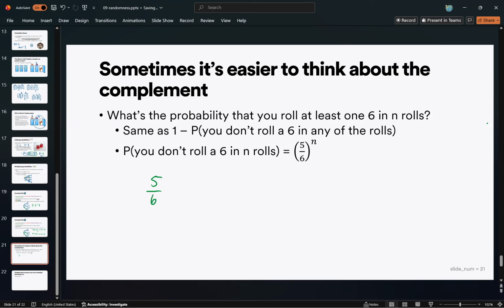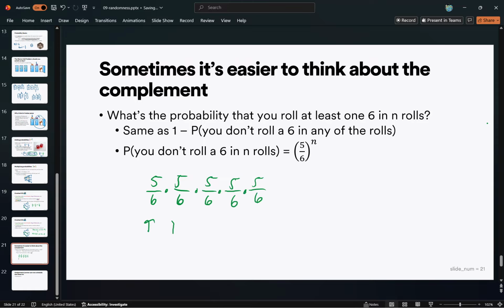So that's a 5/6 chance for the first roll that you didn't get a 6, and another 5/6 chance for the second roll that you didn't get a 6. And that's easy to calculate, right? Let's say we're rolling a die 5 times. We want to know how likely it is to not get a 6. You don't roll a 6 in 5 rolls. It's that many times, right?